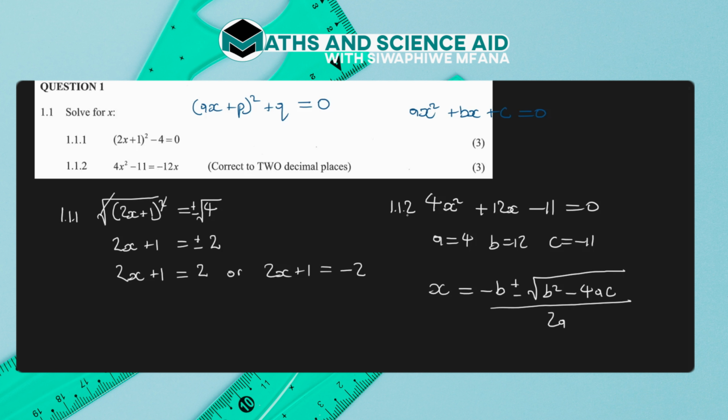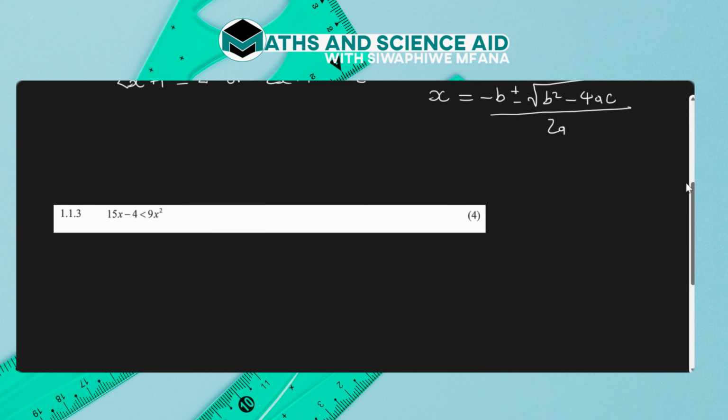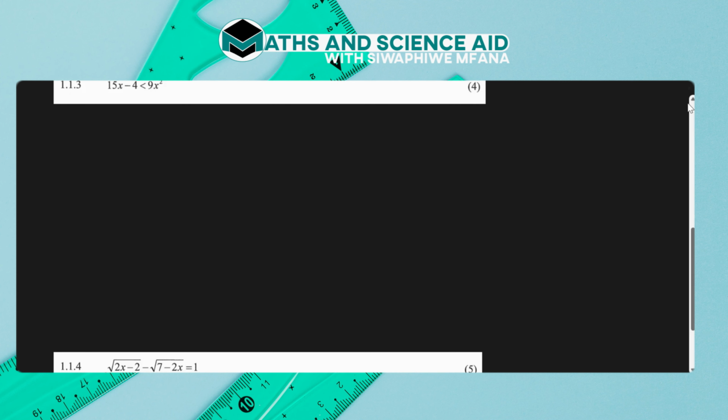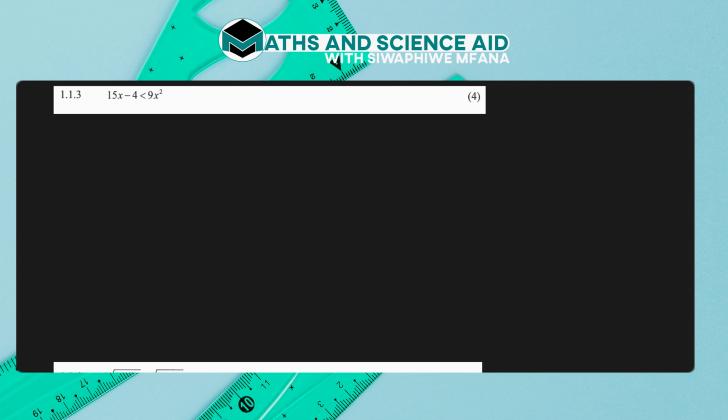1.1.2. Now let us move on to 1.1.3, the inequality. All right. So here we've got 15x minus 4 is less than 9x squared. So this is a quadratic inequality. So as usual, the first thing is to make sure that the quadratic expression is written in the standard form.